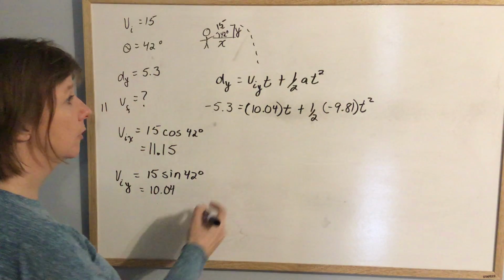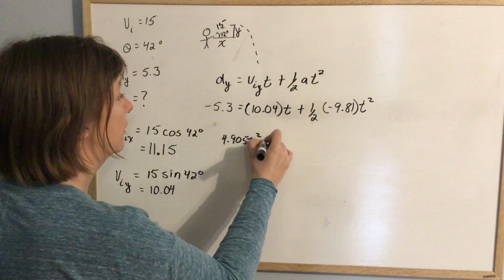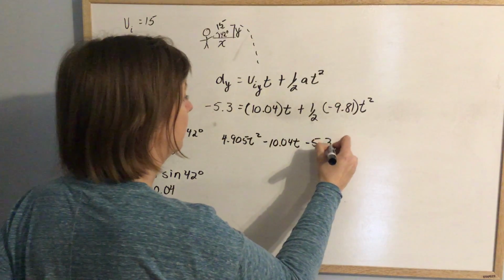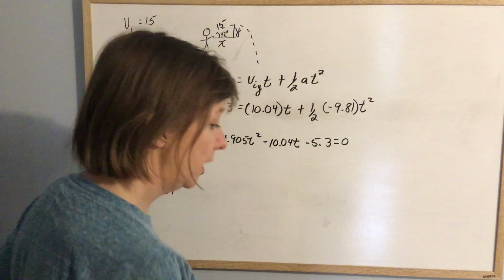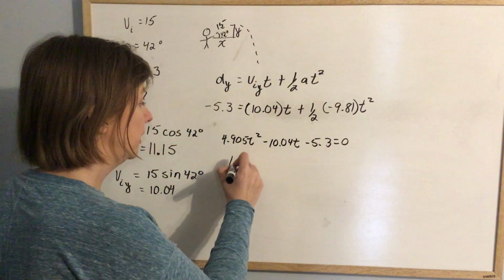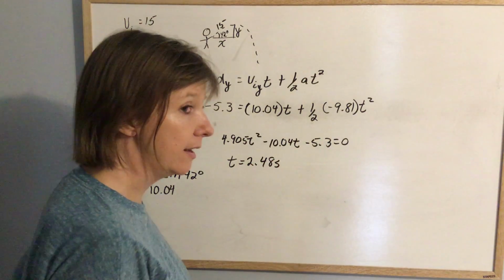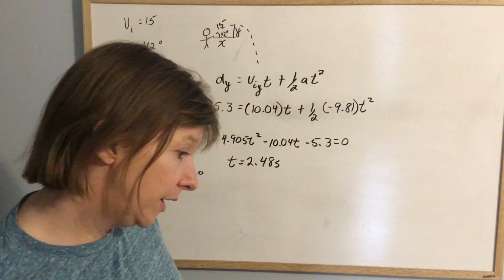10.04 times t plus 1/2, now gravity's working downward, so negative 9.81 times t squared. So when I move everything over to one side, I have 4.905 t squared minus 10.04 t minus 5.3 equals 0. And again, I use that to figure out my time using the quadratic formula, and I got that time was 2.48 seconds.